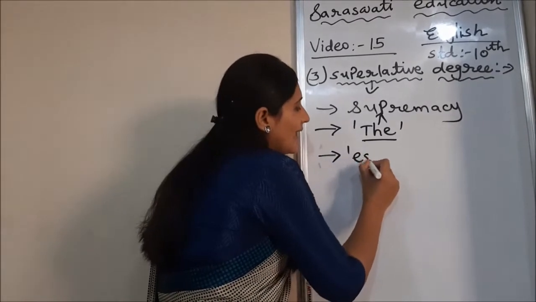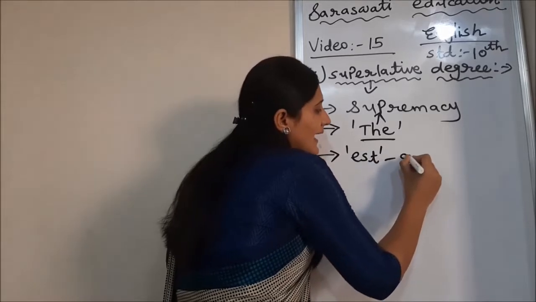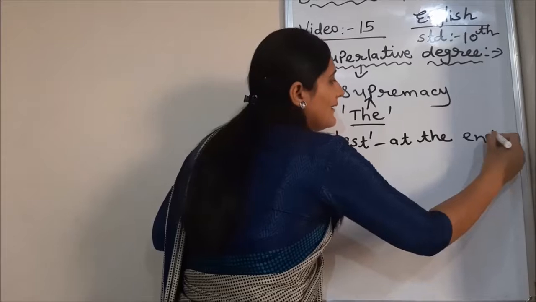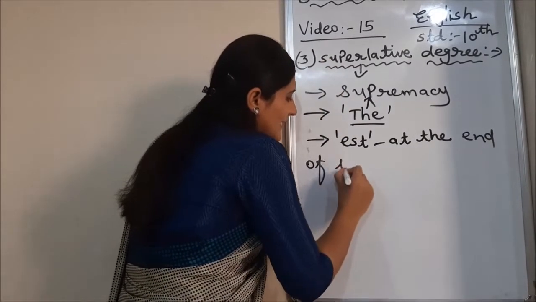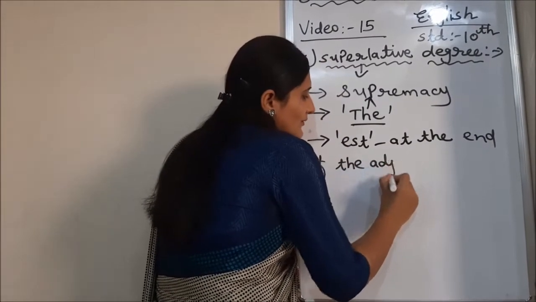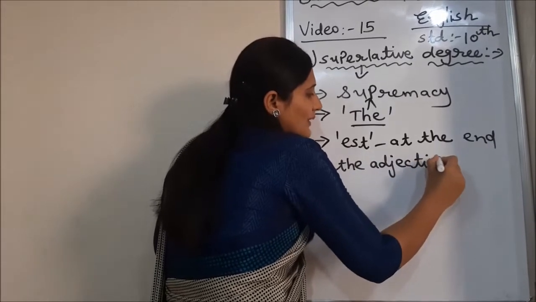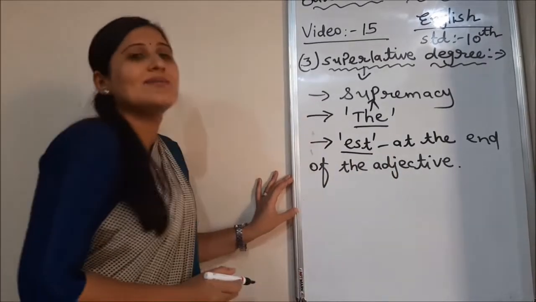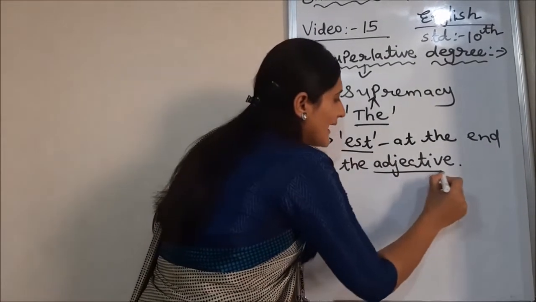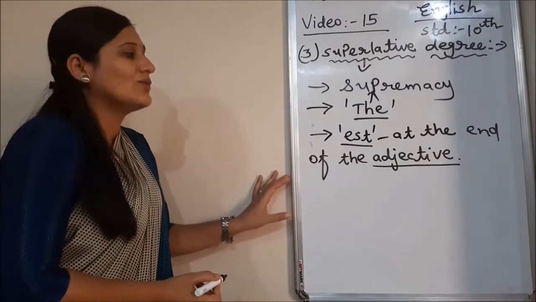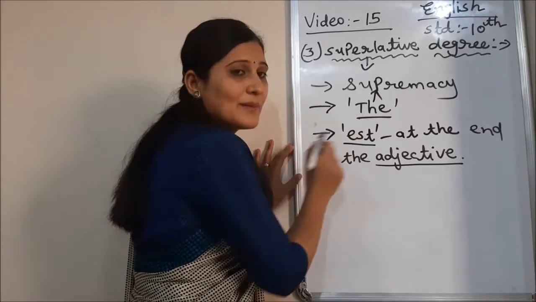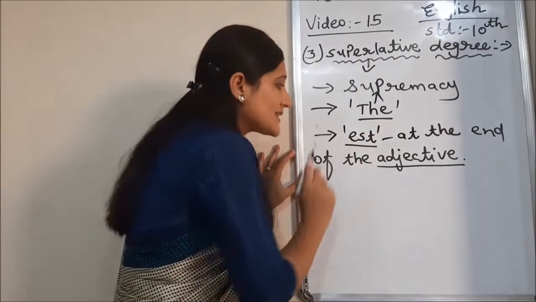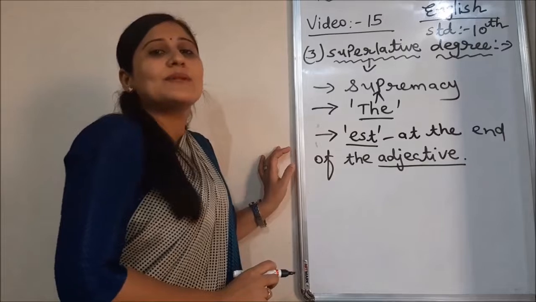We need to add est at the end of the adjective. This thing we have to keep in mind: est we compulsorily need to add at the end of the adjective. Why? Because in comparative we were adding er. In superlative we will add est at the end of the adjective.